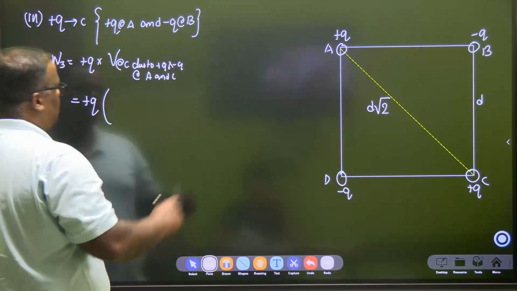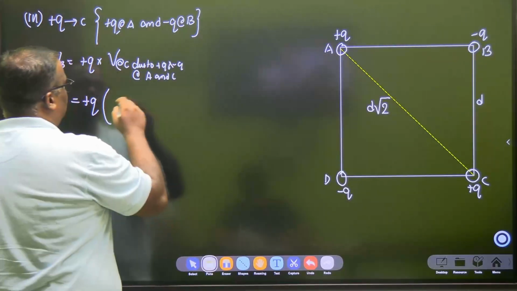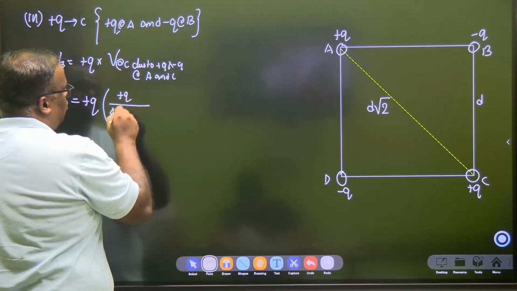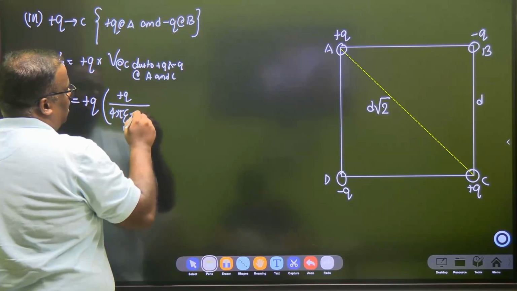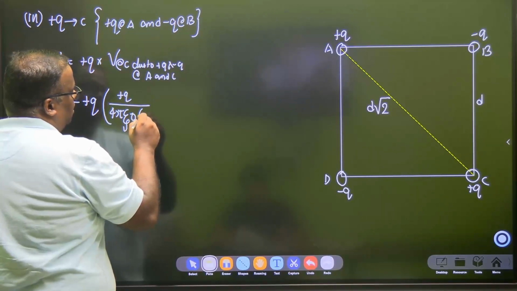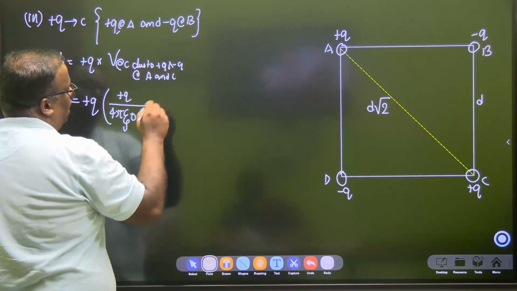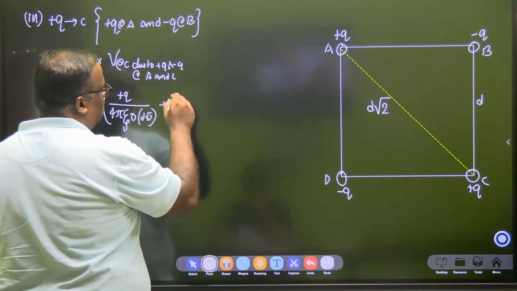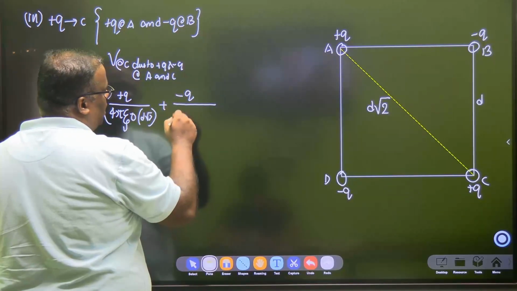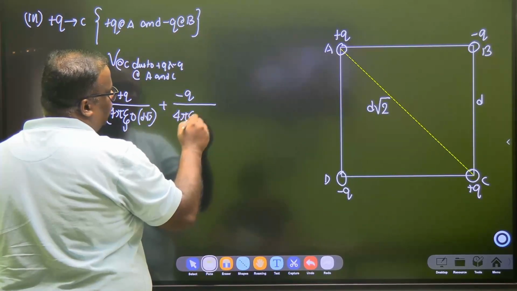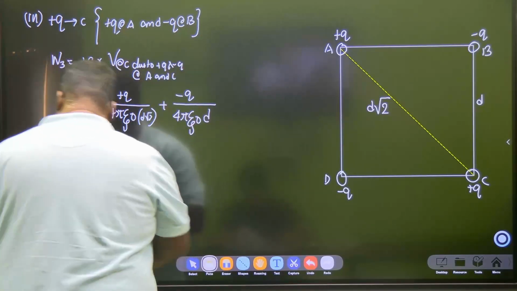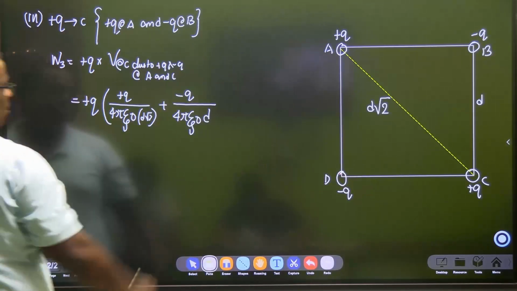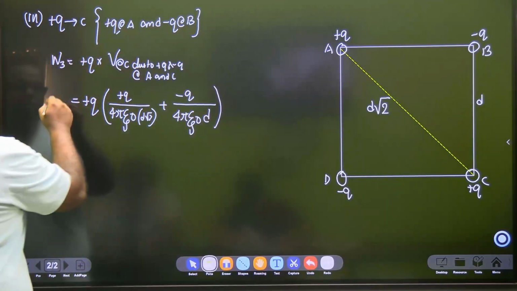So you're trying to find out the potential due to this. This potential is plus Q divided by 4 pi epsilon naught, and here we will have D root 2. And then the potential due to this is negative Q divided by 4 pi epsilon naught, and this will be only D. Is this clear? This is my W3.